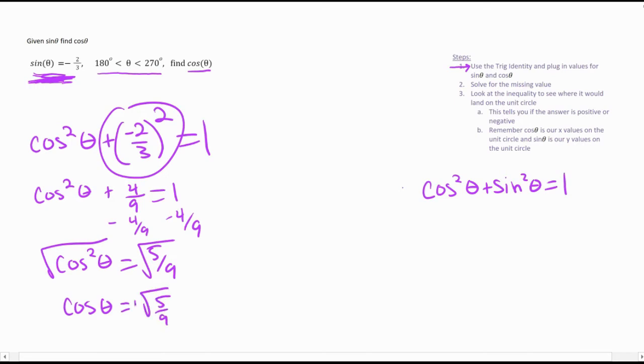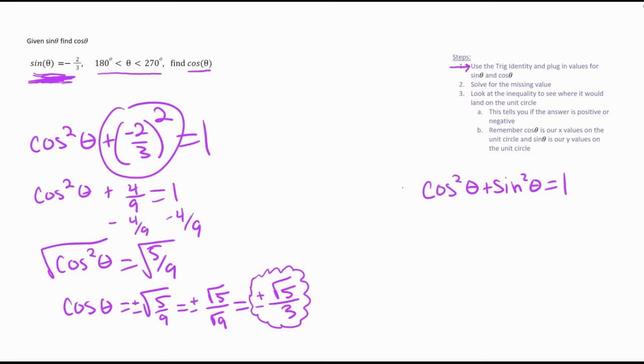When I take the square root, don't forget it's positive or negative. So we're going to have to figure out whether it's positive or negative. Let's simplify this radical a little bit. I know root 5 over 9 is the same thing as the square root of 5 over the square root of 9. I don't want a square root in the denominator, so I really get square root of 5, and the square root of 9 is just 3. So I know cosine of theta is either positive root 5 over 3 or negative root 5 over 3.